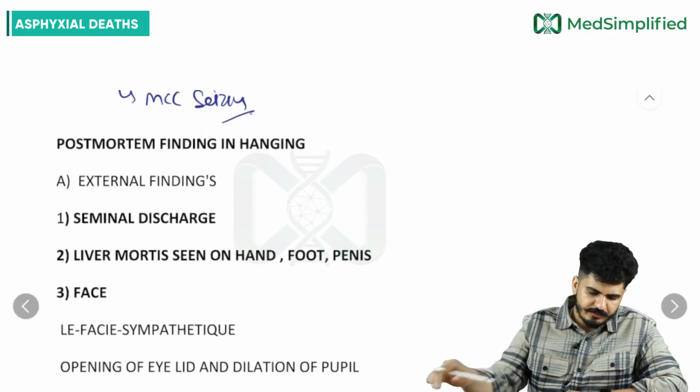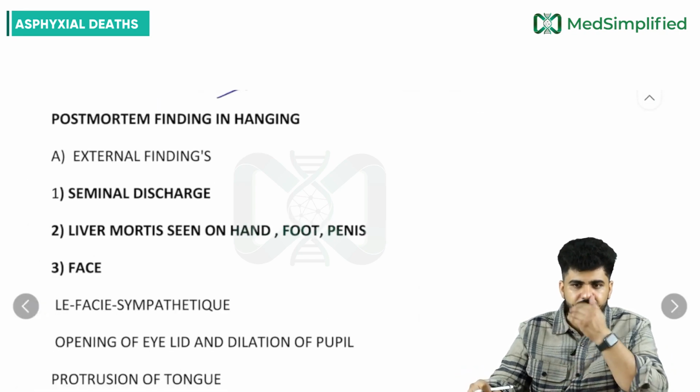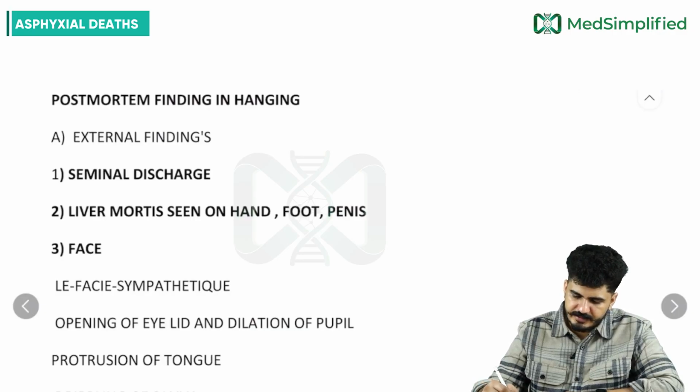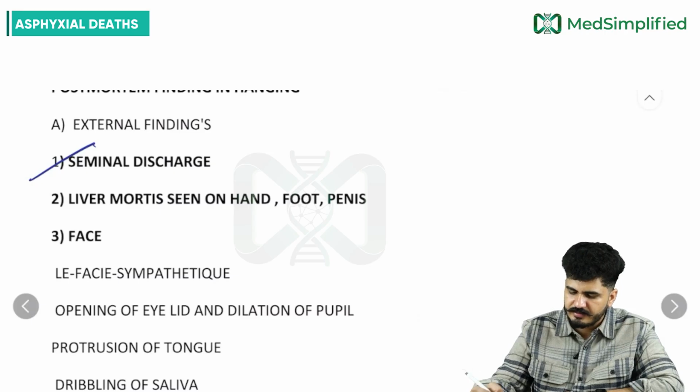Now we'll check post-mortem findings in hanging. First we'll talk about the external findings. There will be seminal discharge. Seminal discharge will be seen, my dear friends.